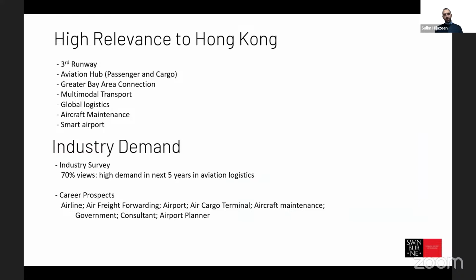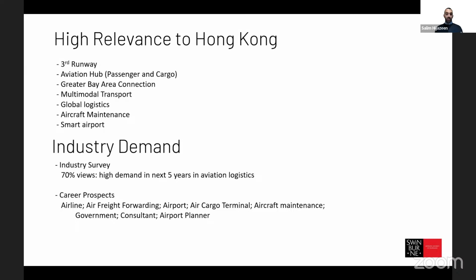So why is this relevant to the Hong Kong region? Well, obviously the third runway, you may know more than me. Hong Kong is a huge hub for passengers with Cathay and all the other operators in terms of passengers and cargo. It's well known to be a central point in the world for business. So there will definitely be heaps of opportunities there in Hong Kong, and the multimodal transport is extremely important.